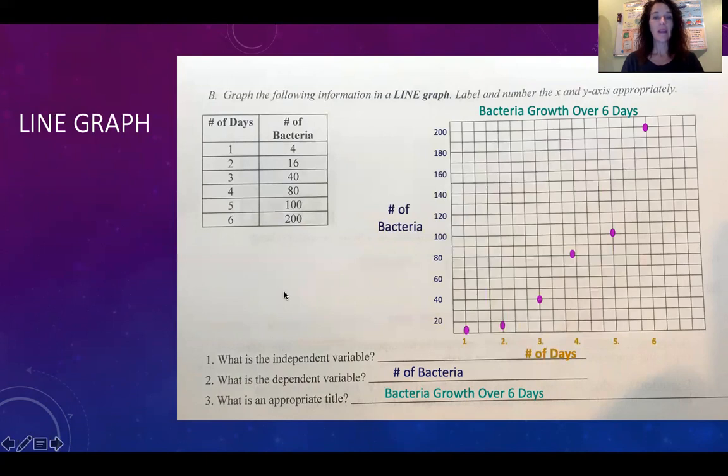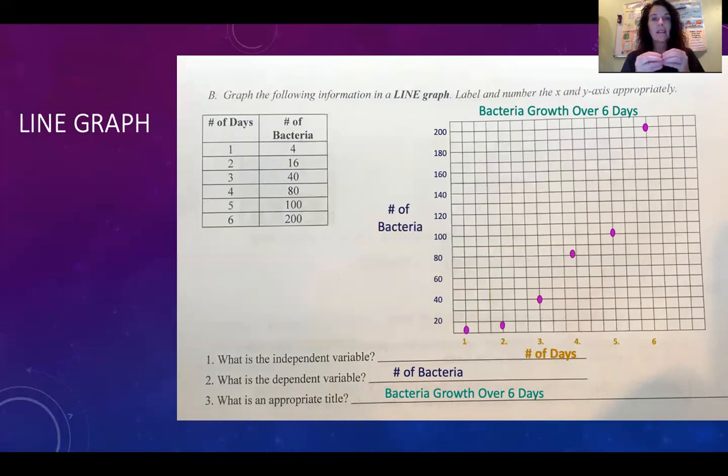Now, I went in and used my data on day 1. I had 4 bacteria. So it's way down here on the bottom of the graph. And that's not accurate, but we don't have enough room to make it super accurate. And then day 2, we had 16. So we're right under the 20. Day 3, we had 40. So now we can actually see it. Day 4, we had 80. Day 5, we had 100. And day 6, we went all the way up to 200.